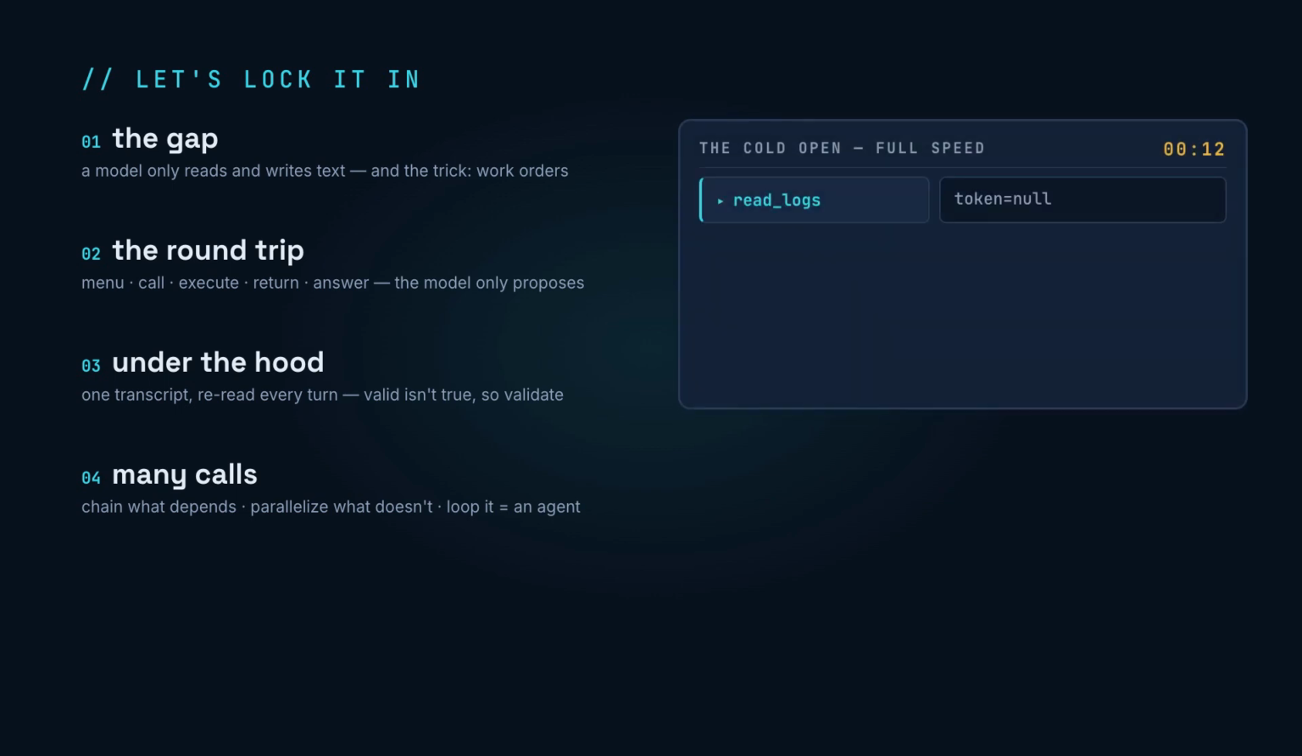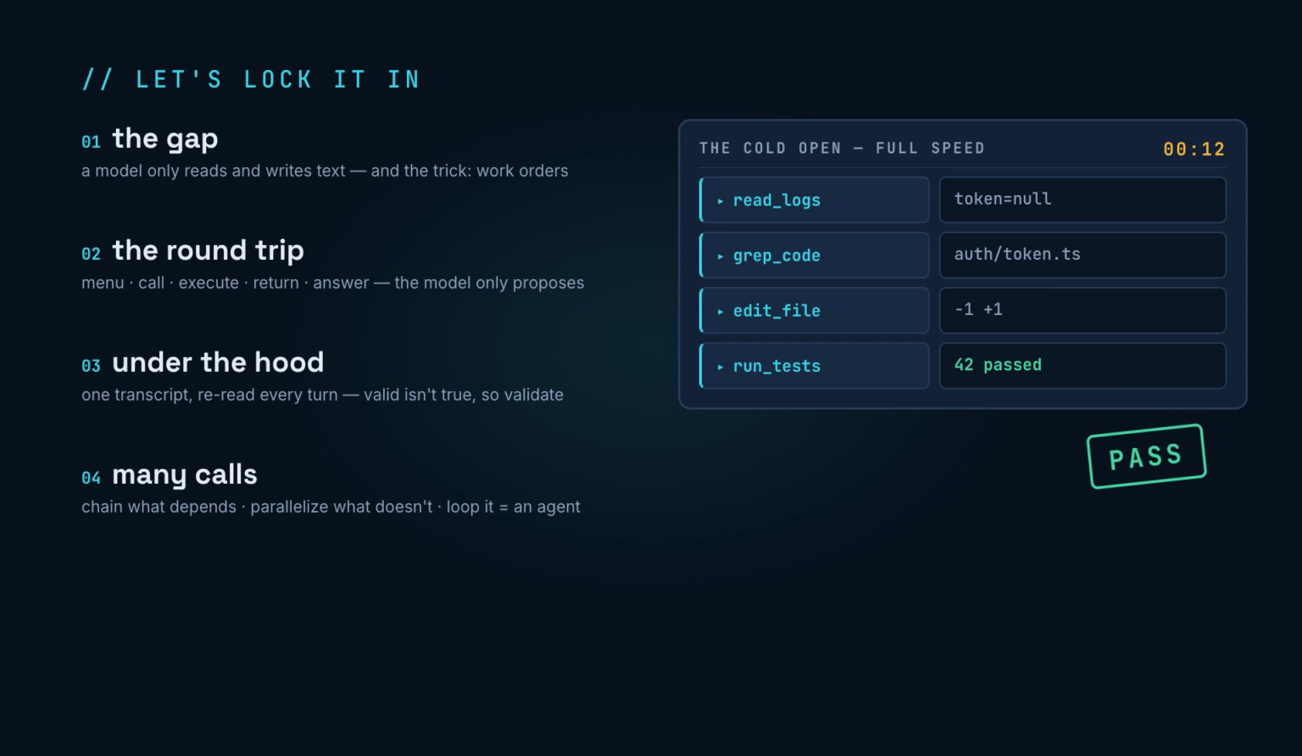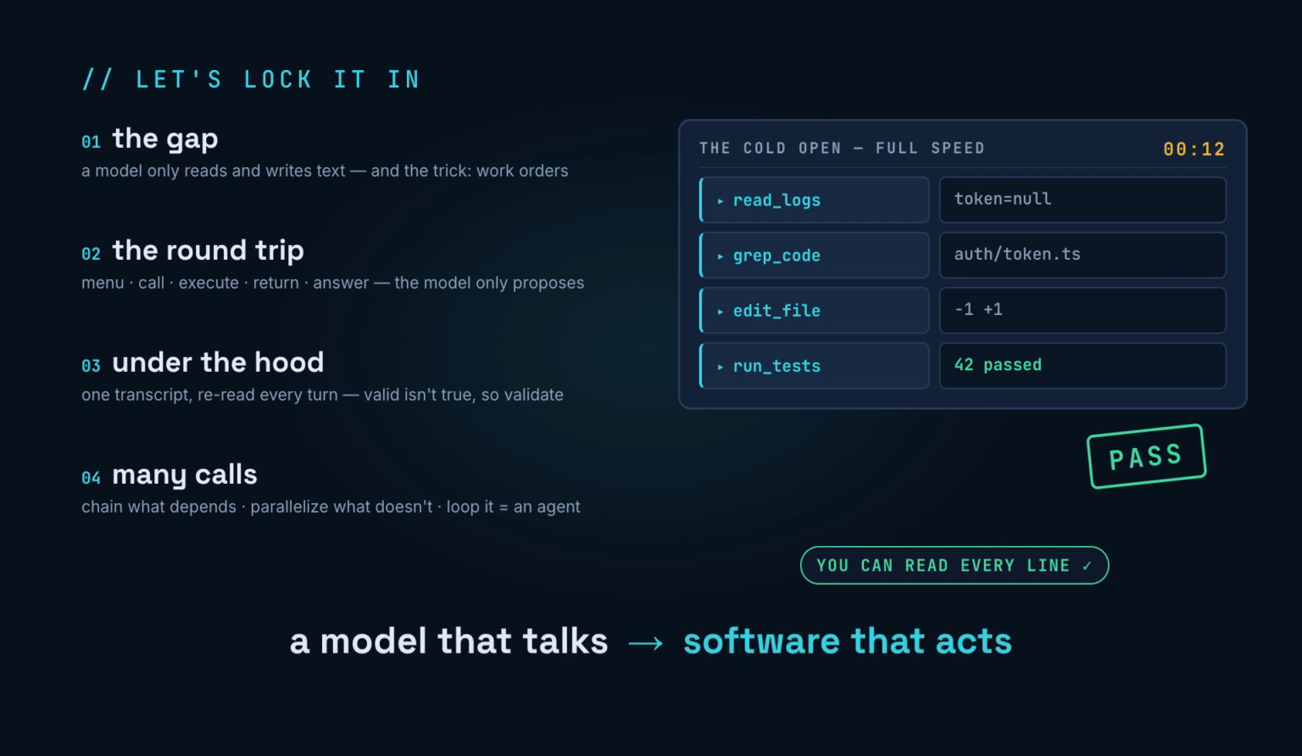There's the cold open again, full speed, 12 seconds, and this time you can read every line. That's tool calling, the one mechanism between a model that talks and software that acts.